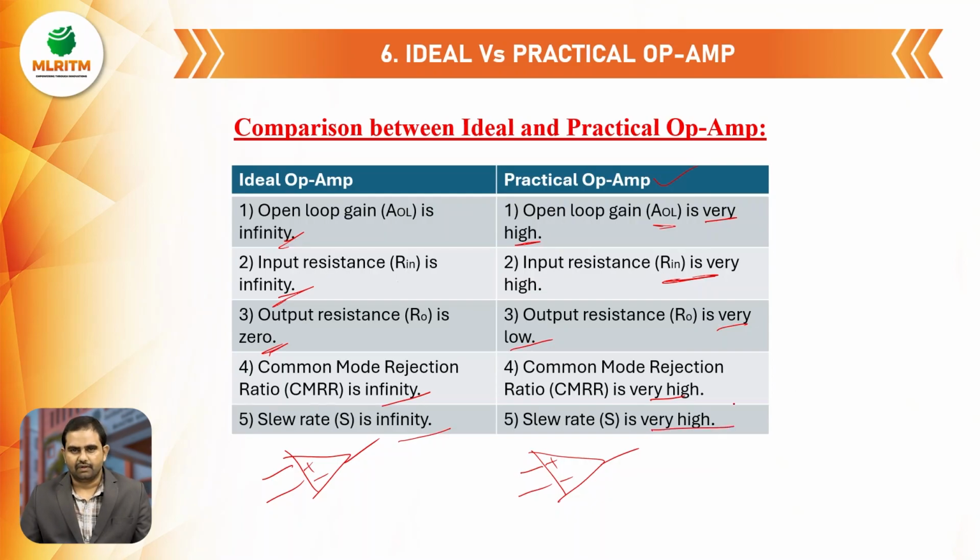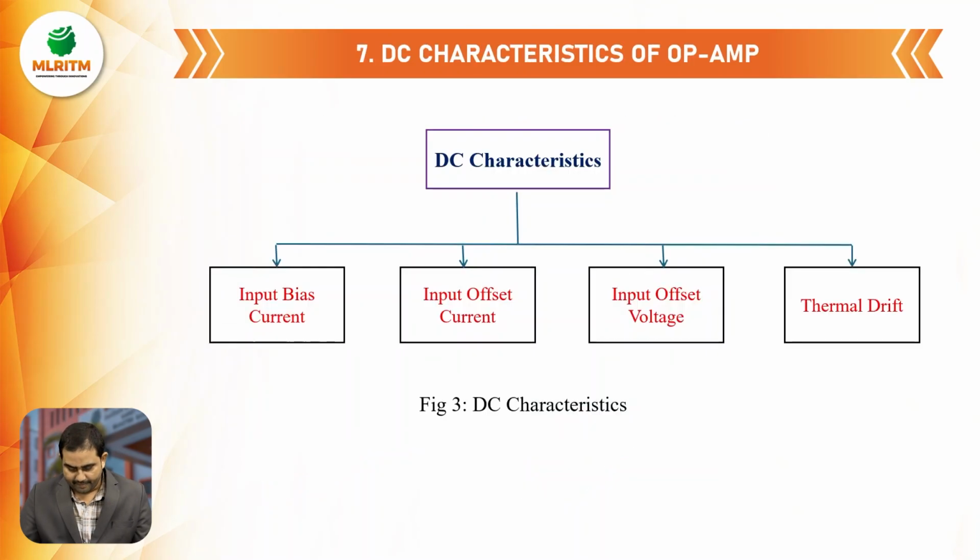So for an ideal op amp, if we are writing any parameter value as infinite, in a practical op amp we have to write it as very high. If we are writing 0 on the ideal side, what do we have to write on the practical side? We have to write very low. That's all. So this is about ideal versus practical op amp. We can expect a long answer question, a 5 marks question, from this concept.